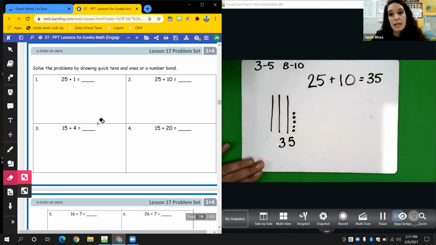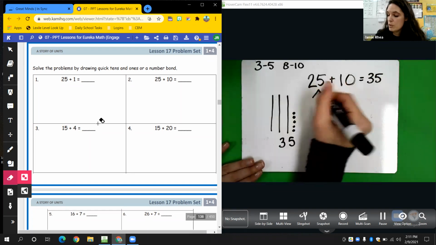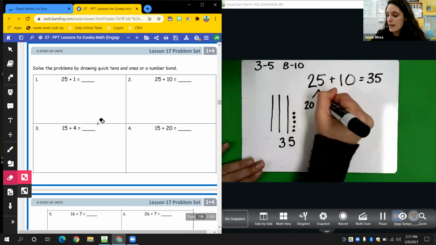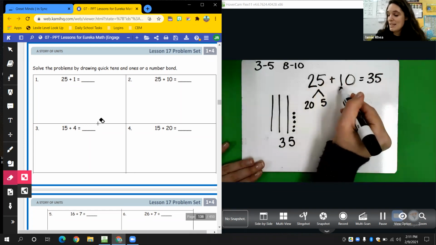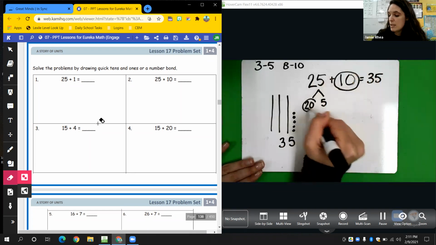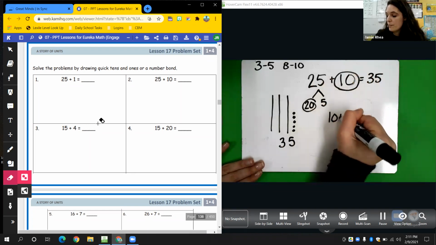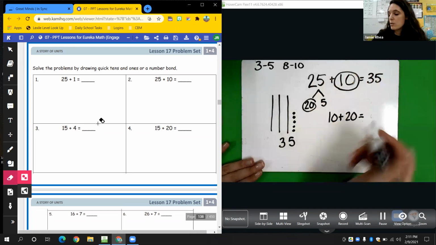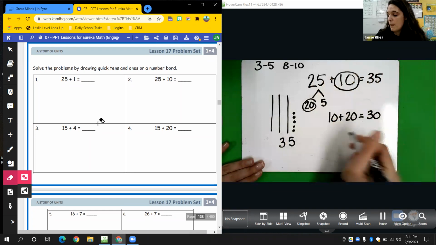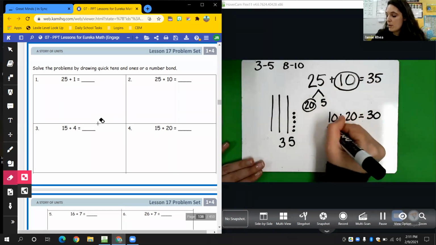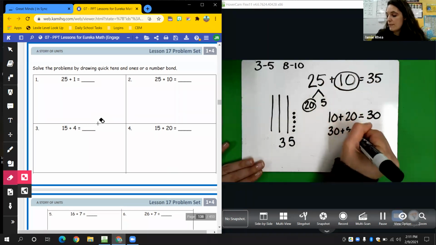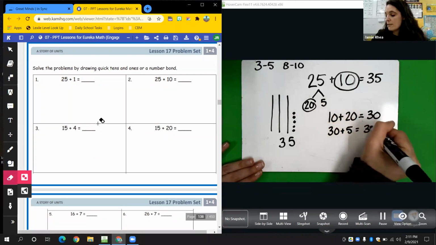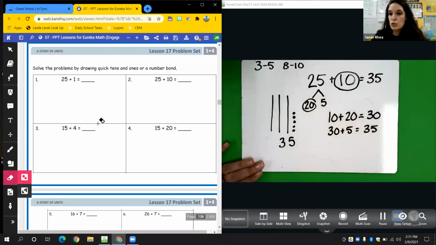Now, friends, if I'm going to do that in the number bond, I'm going to break my 25 up, 20 and 5. I'm going to add my 10s, 10 and 20. You know that 10 plus 20 is 30 because it's 3 10s. And then I'm going to add my 30 and my 5. 30 plus 5 equals 35. Okay. You have to choose one of them. It can either be that or that, or you can do both. It's up to you, but you have to do one of them.